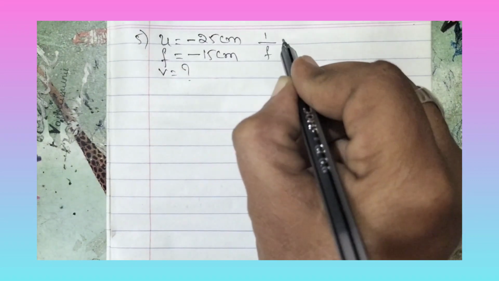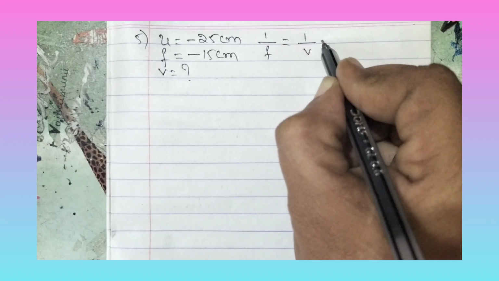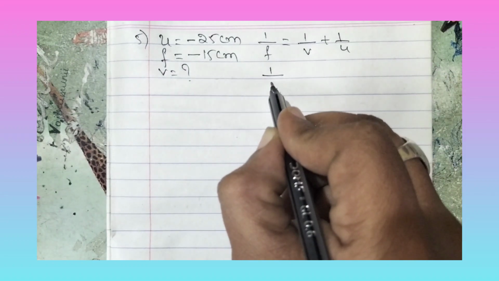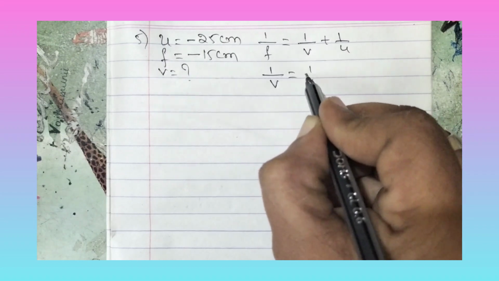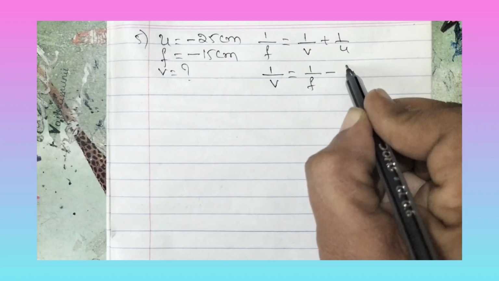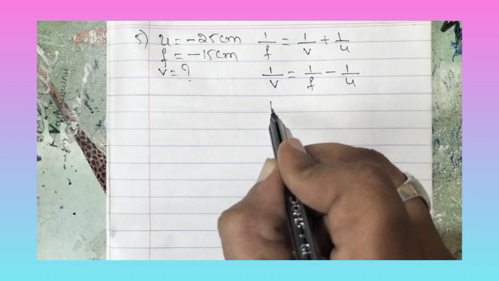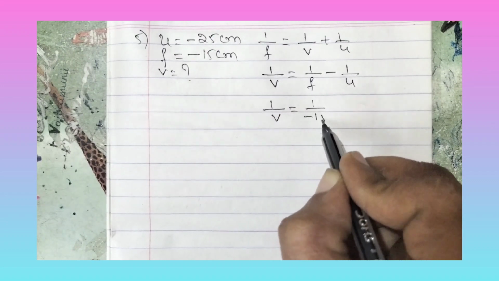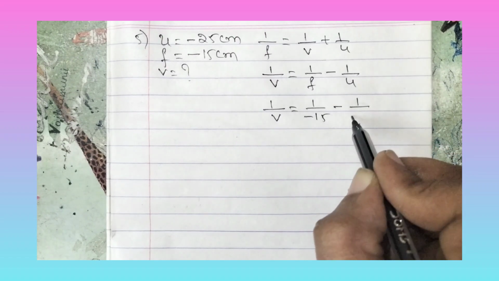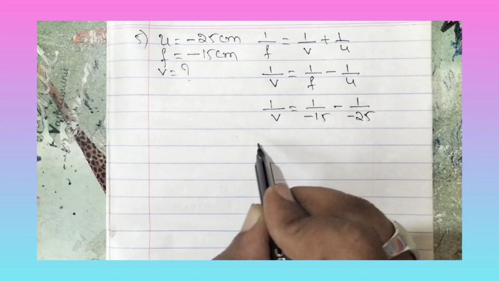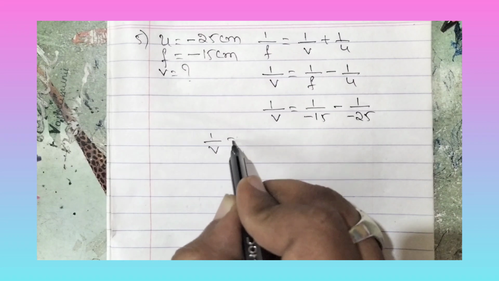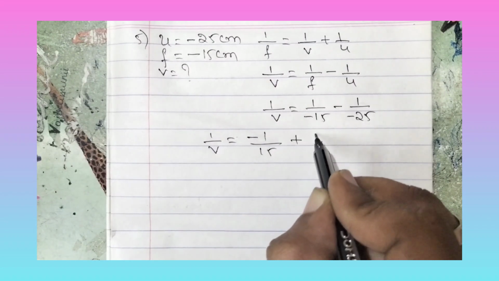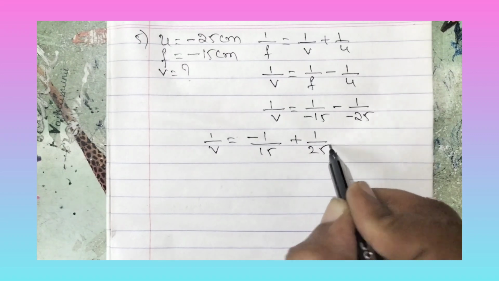So 1 over f is equal to 1 over v plus 1 over u. We want 1 over v. 1 over v is equal to 1 over f minus 1 over u. So 1 over v is equal to 1 over minus 15 minus 1 over minus 25. So 1 over v is equal to minus 1 by 15, minus by minus is plus 1 by 25.